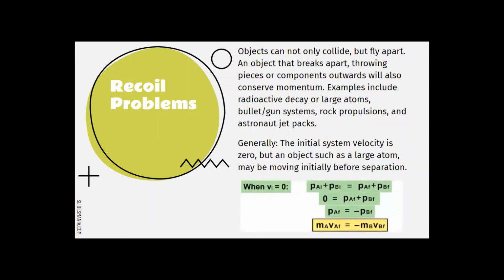If we say that our initial velocity is 0, and we plug that into our conservation of momentum, what we end up getting is that the momentum of A final is equal to the negative of the momentum of B final. Then, plugging in the variables for momentum, we get that equation. But remember, that is only if your initial velocity is 0.